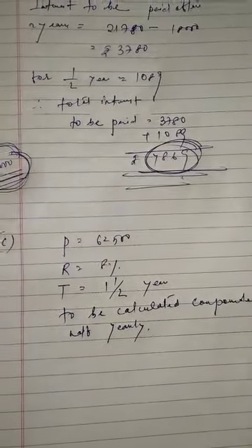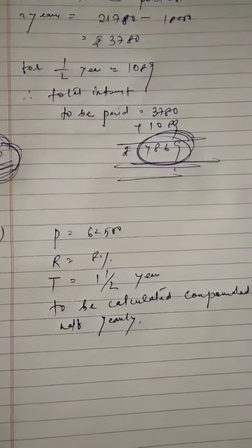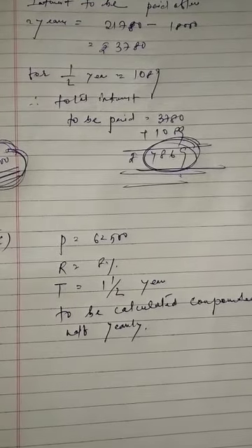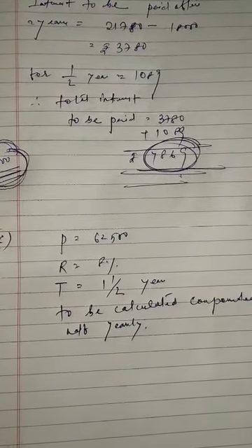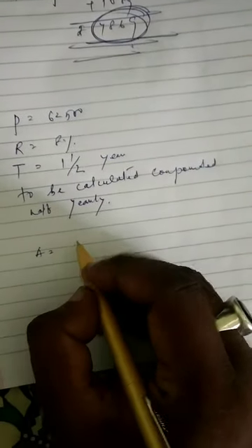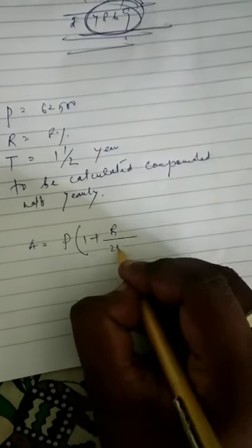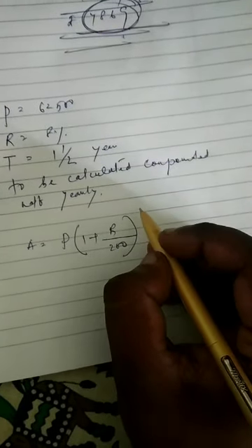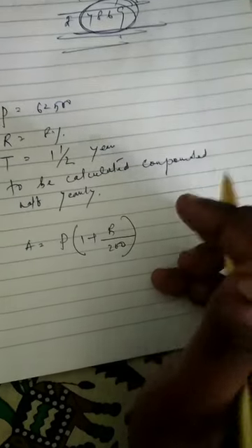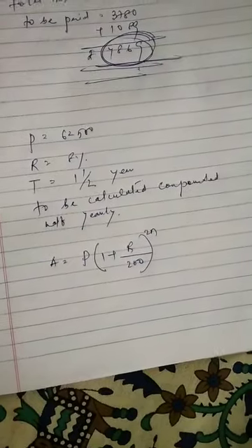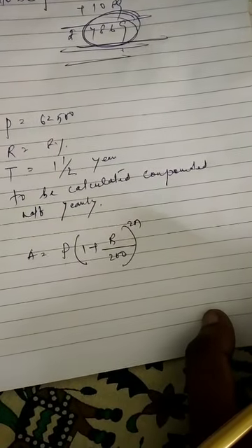For compounded half yearly, we have a different formula. The formula is amount is equal to P into 1 plus R by 200 to the power 2n. So what is this? We need to understand this very carefully.